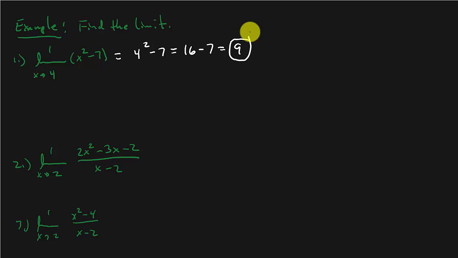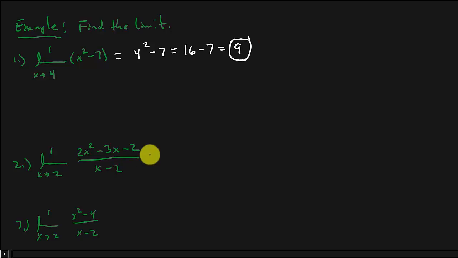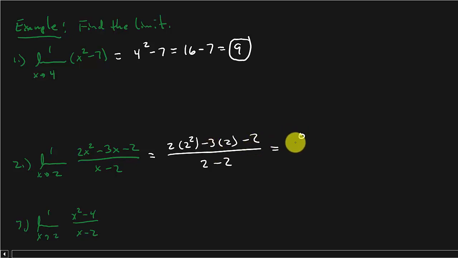All right, let's look at this one. Plug the 2 in. Now, if you're taking notes, following along with me, don't write this down just yet. So that's 2 times 2 squared minus 3 times 2 minus 2 over 2 minus 2, which equals, that's 4 times 2, which is 8, minus 6. So 8 minus 6 is 2, minus 2 is 0 over 0.